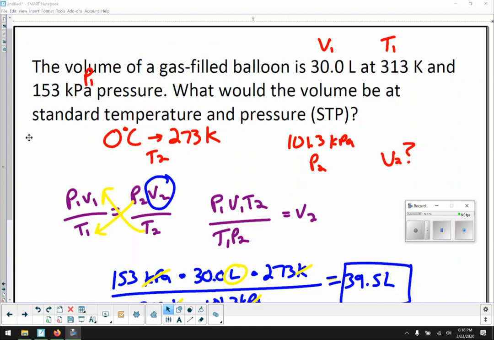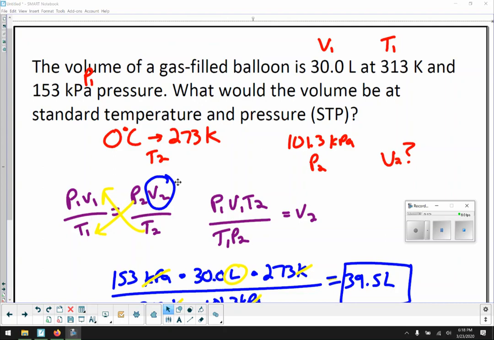So standard temperature and pressure is 0 degrees Celsius, which is 273 kelvins. That'll be T2. And standard pressure in kilopascals, and we want to use kilopascals because we used it here already, is 101.3 kilopascals. So we start with the combined gas law because we're changing everything: volume, temperature, and pressure. None of it's remaining constant. We're looking for volume in the second instance, so volume after the change. So P1 V1 over T1 equals P2 V2 over T2.